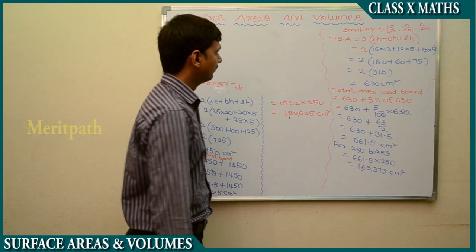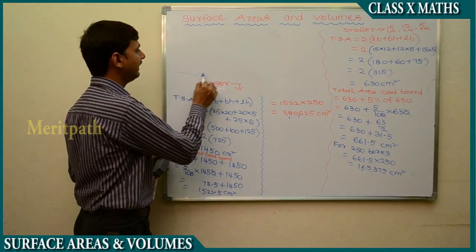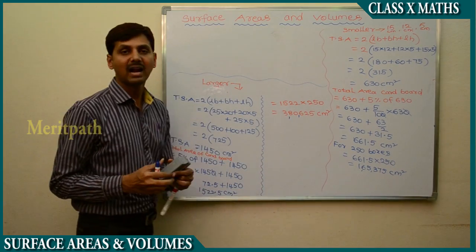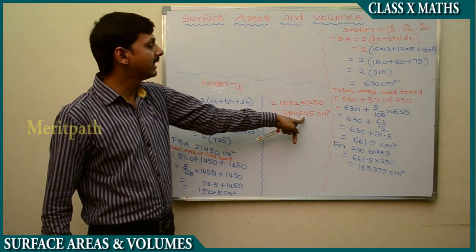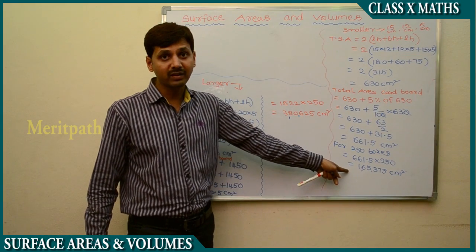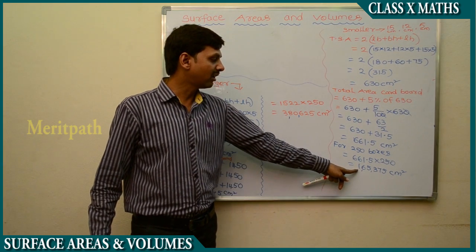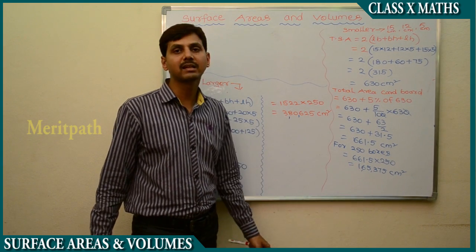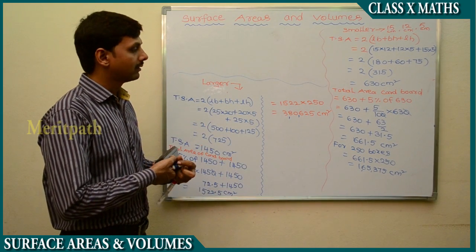So this is for the smaller boxes. For the larger boxes we got 3,80,625 centimeters square, for 250 boxes each, as we discussed. So for smaller boxes it is 1,65,375 centimeters square area.